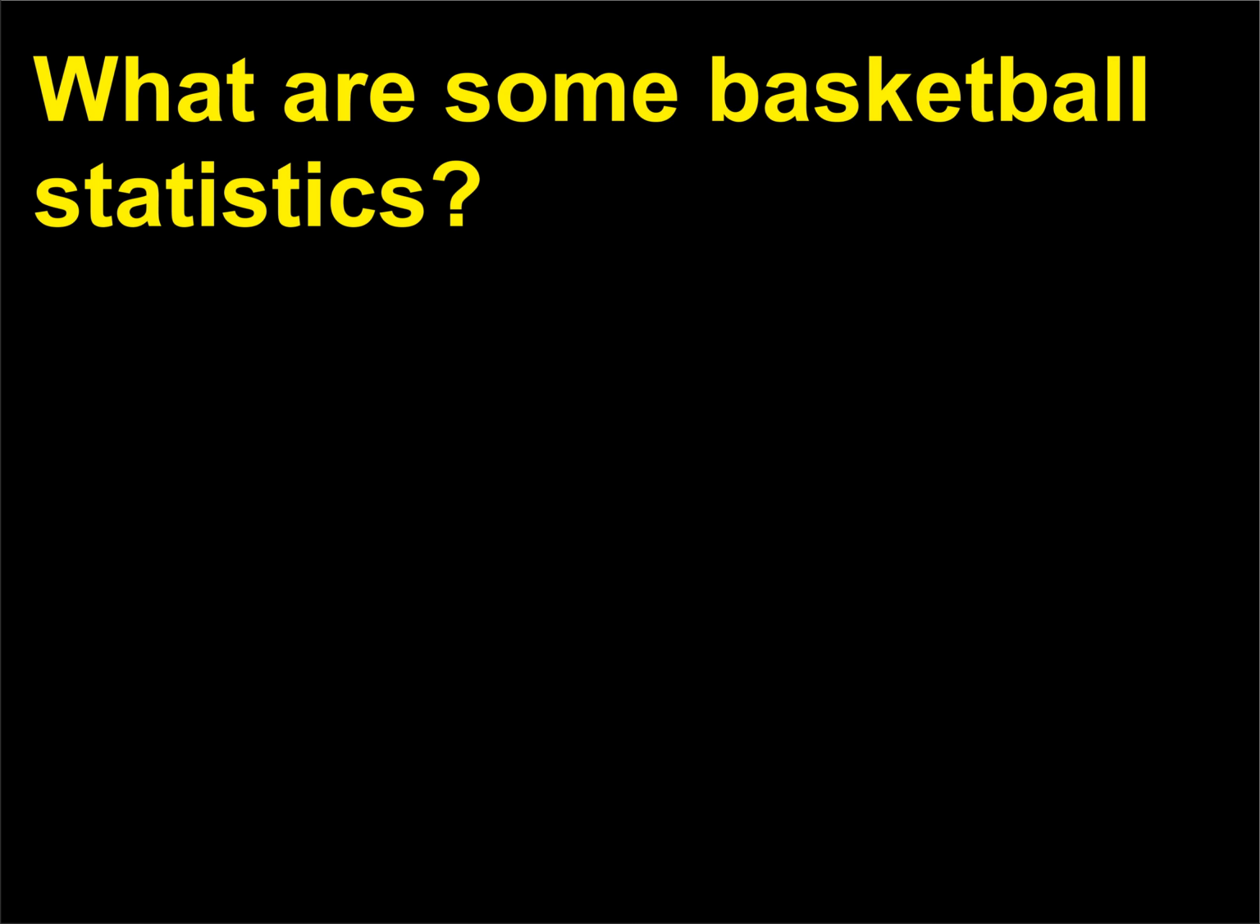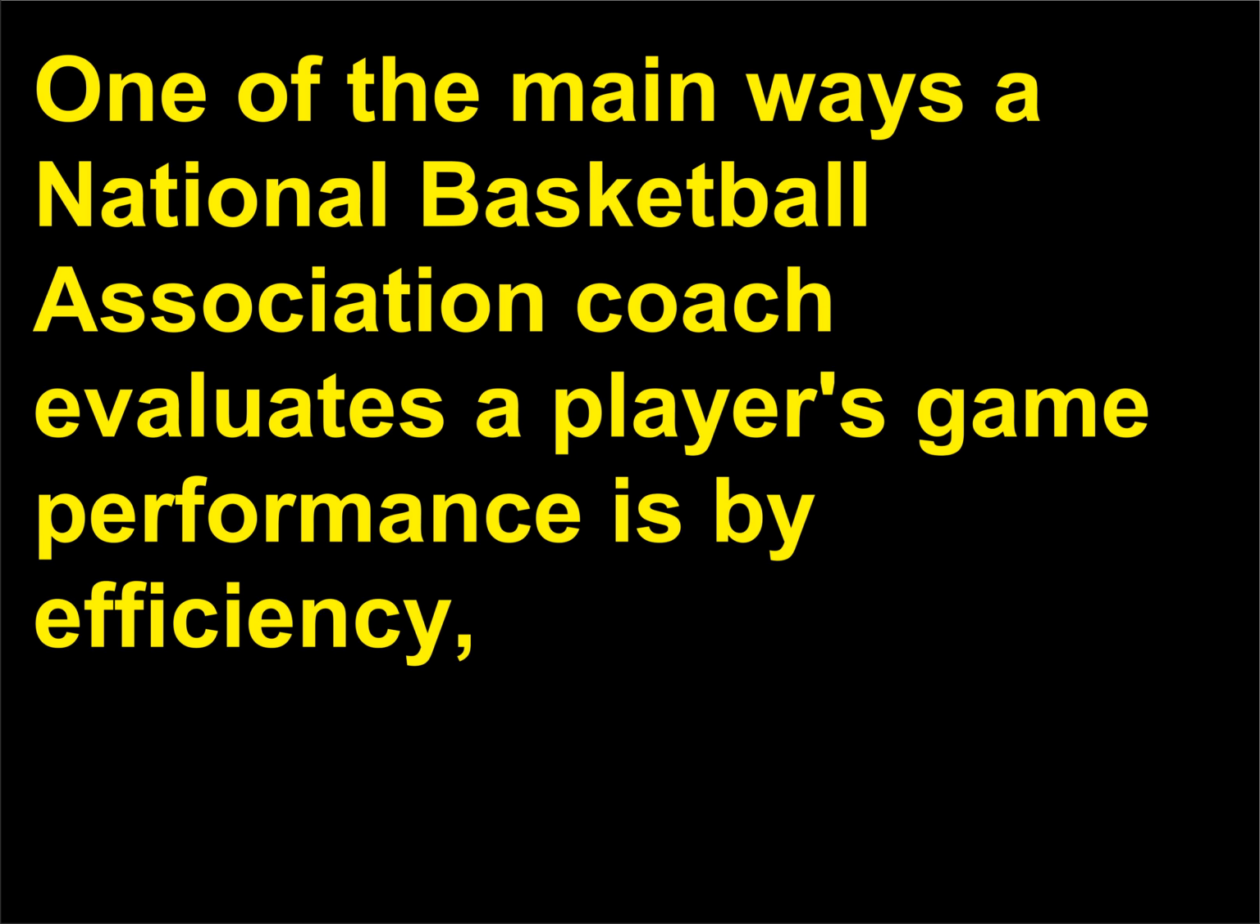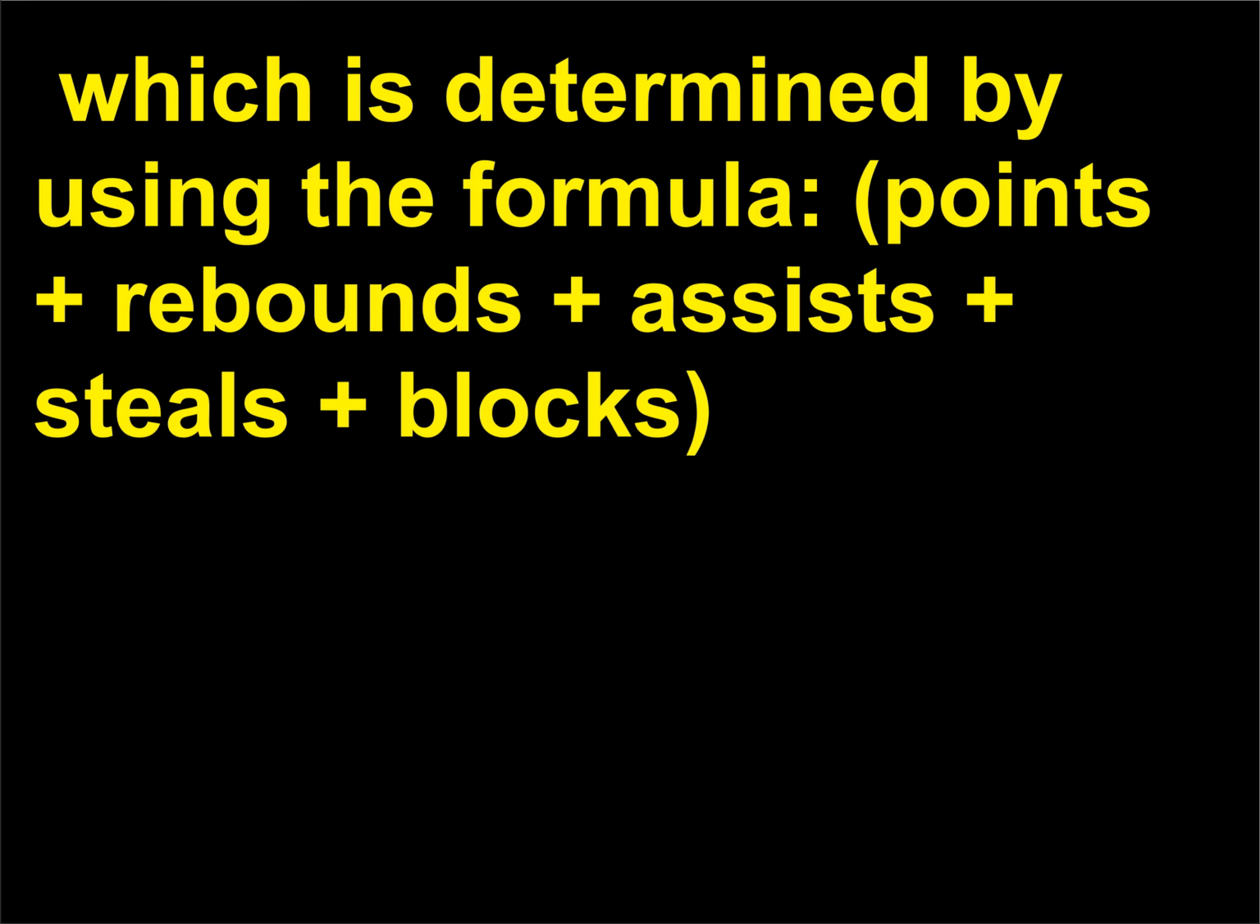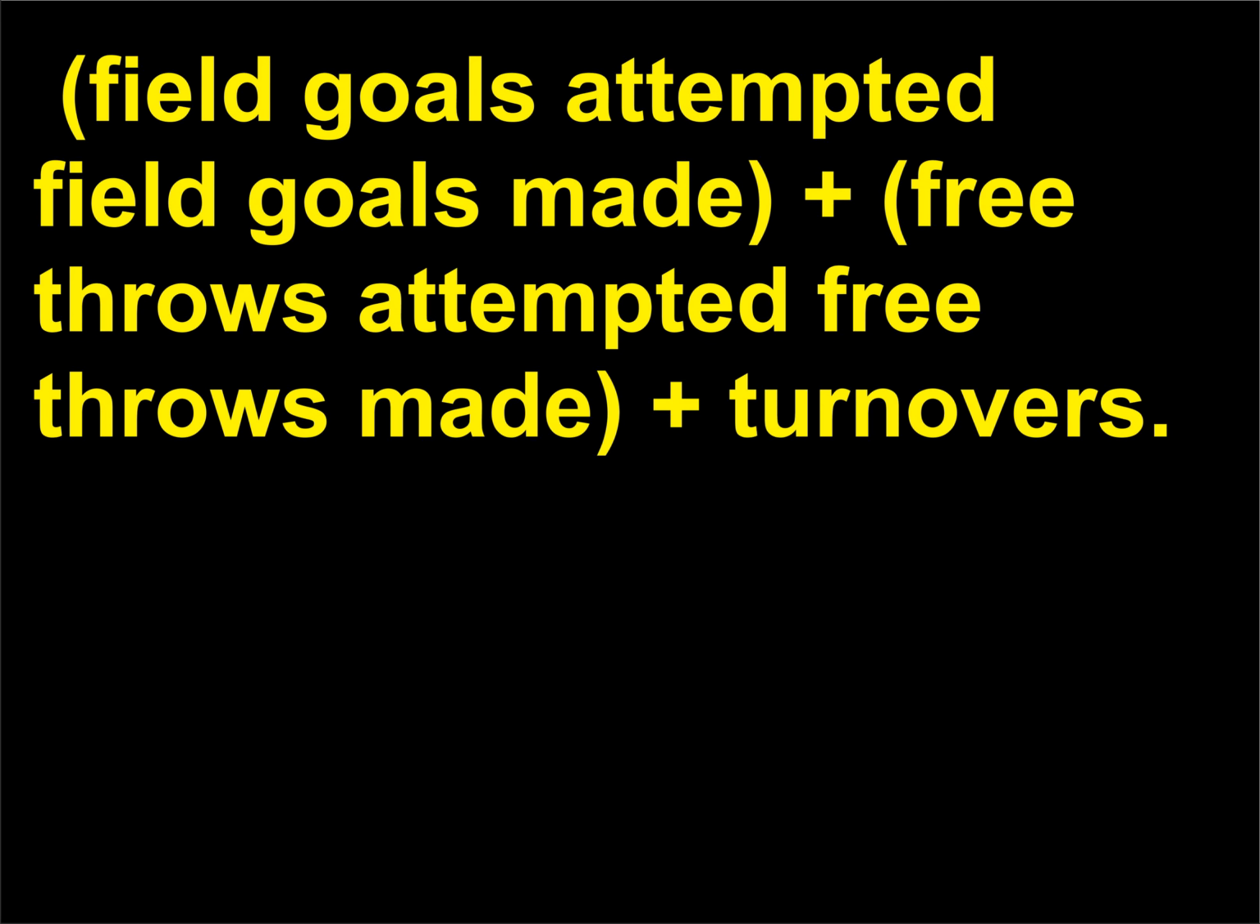What are some basketball statistics? One of the main ways a National Basketball Association coach evaluates a player's game performance is by efficiency, which is determined by using the formula, points and rebounds and assists and steals and blocks, minus field goals attempted, field goals made, plus, free throws attempted, free throws made, plus turnovers.